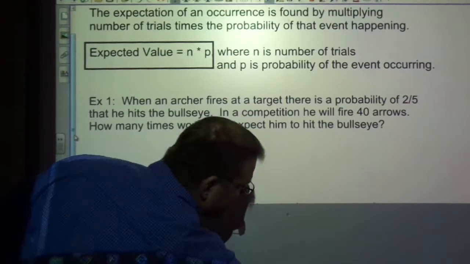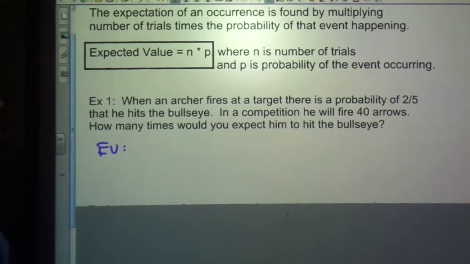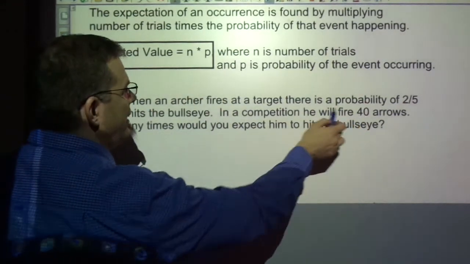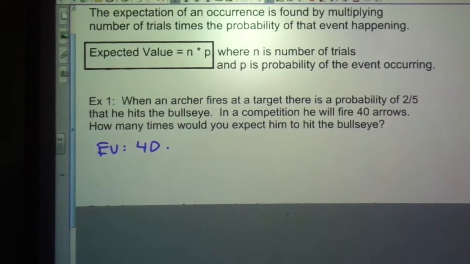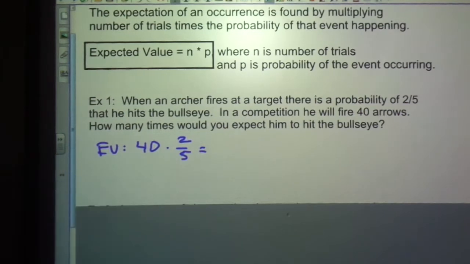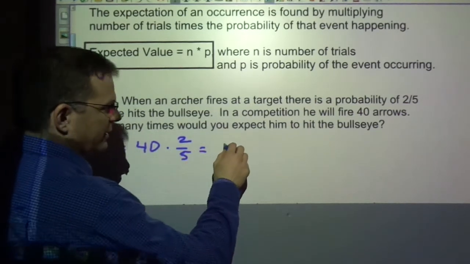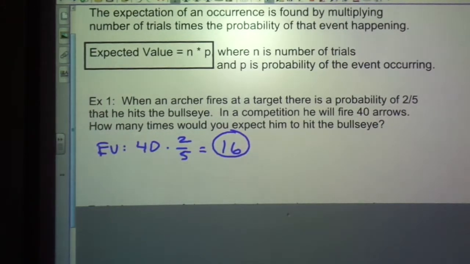So to find the expected value here, we would take the number of trials n, which is 40, times his probability of hitting the target, which is 2/5. And that's 0.4, so 40 times 0.4 is 16. So we would expect him to hit the target 16 times.